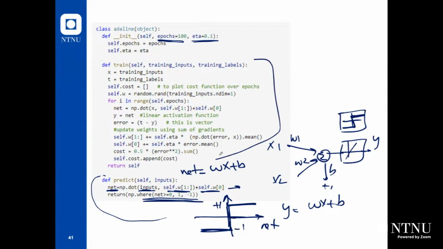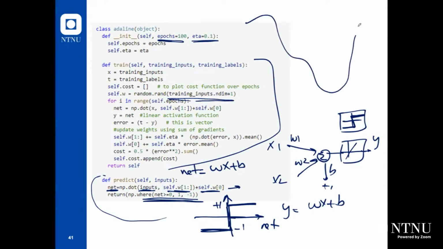We have training. We need to train this model. To train the model, for each iteration, first we need to initialize weights. We will initialize those weights with random values, right? Because I don't know what the loss function looks like.